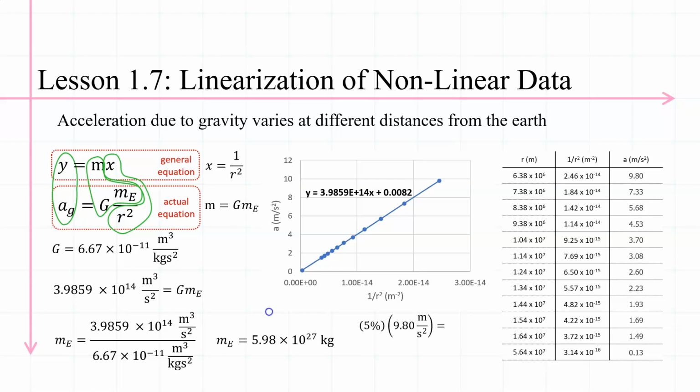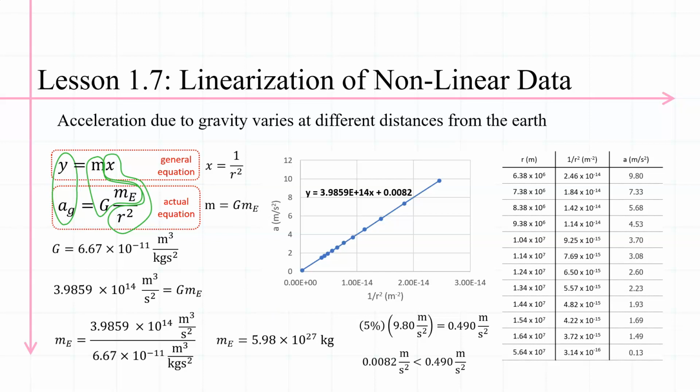Now, let's use our 5% rule with our data and see if that 0.0082 is negligible. And I have to use it with my largest y-axis value. My largest y-axis value is 9.80 meters per second squared. So what is 5% of 9.8 meters per second squared? That value is 0.490. And I'm just going to compare, is 0.0082 less than 0.490?